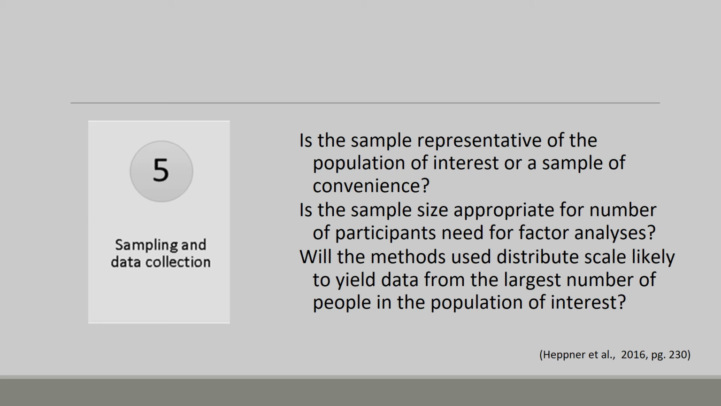Step 5, sampling and data collection. Using a sample that is representative of the people of interest is key to scale development. Researchers are advised to implement scale distribution methods to yield data from the largest number of participants who are in the population of interest. This also helps to ensure there is an acceptable and appropriate number of participants in the sample to conduct statistical analyses necessary to finalize and optimize the scale.